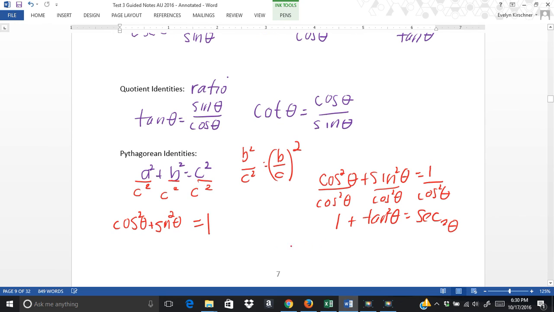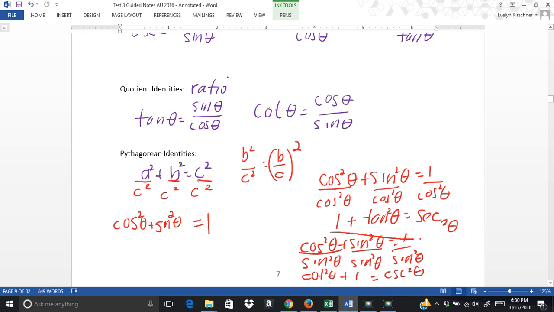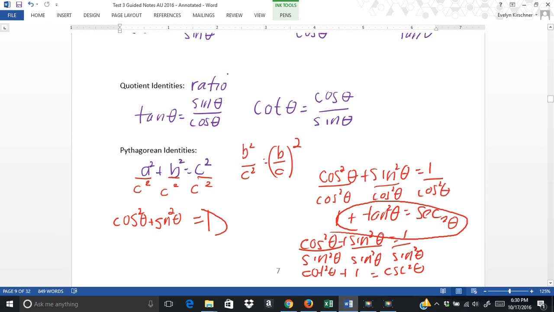And if I take my original again, cosine squared theta plus sine squared theta equals 1, I divide everything by sine squared theta. I have cotangent squared theta plus 1 equals cosecant squared theta. So these 3 are the Pythagorean identities, and they're important to know.